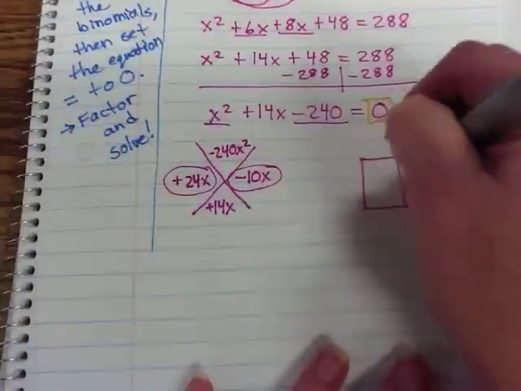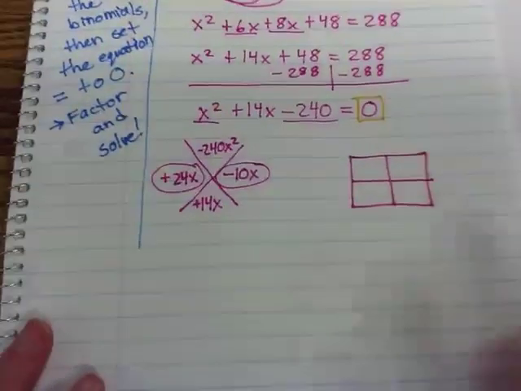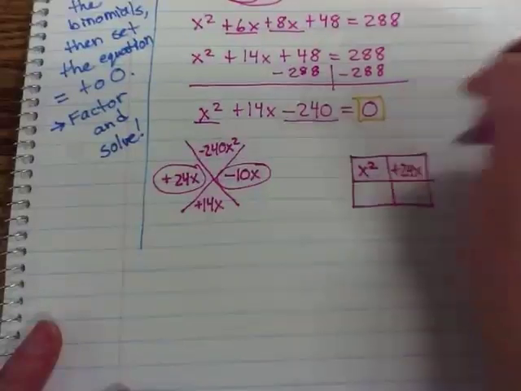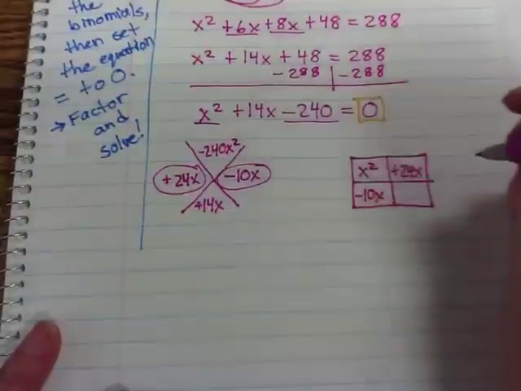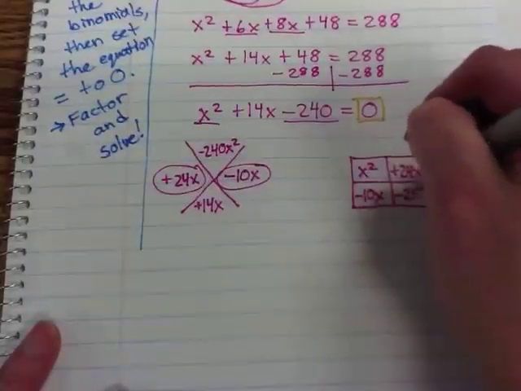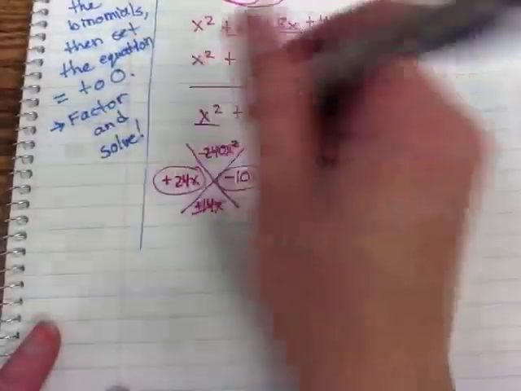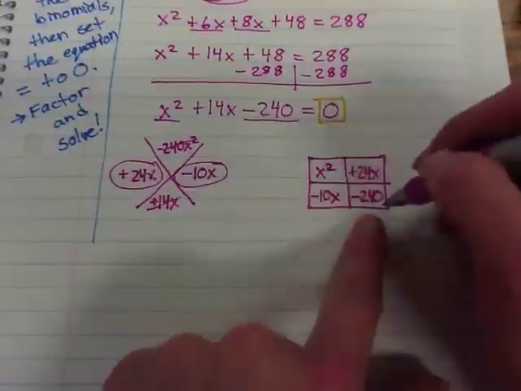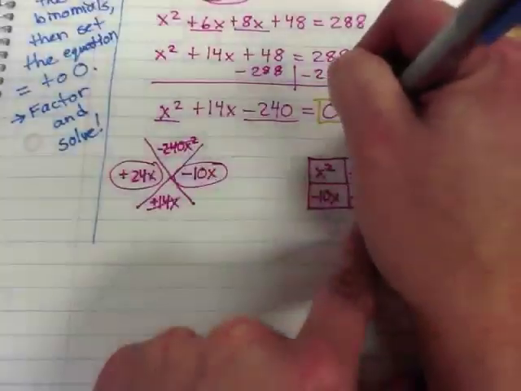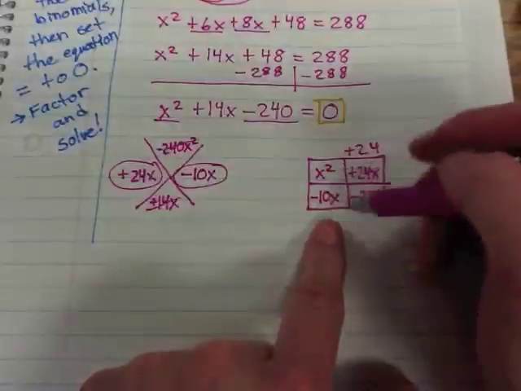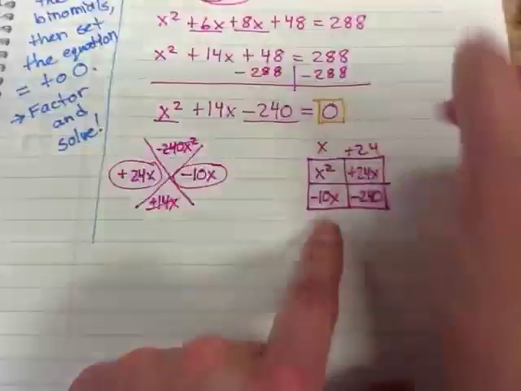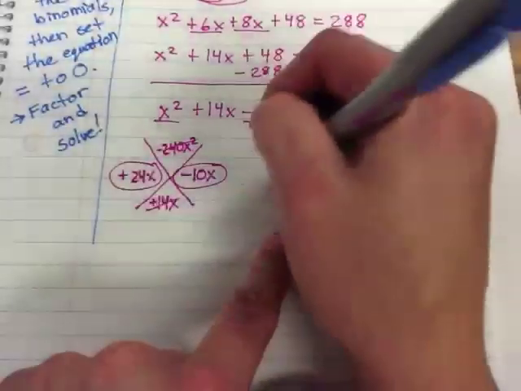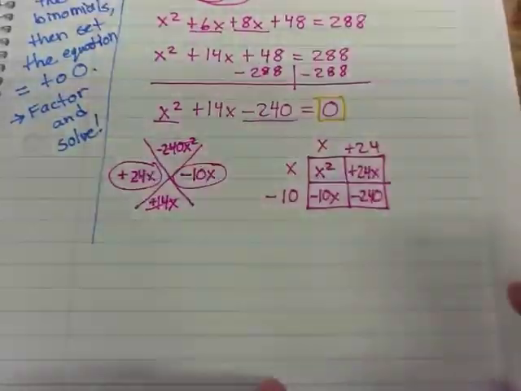Okay, what's going to go in the rectangle? X squared plus 24x, subtracting 10x, subtracting 240. Remember, don't use those. X. Okay, what's your common factor here? 24. Common factor here, x. Common factor there, or negative 10. Check it.